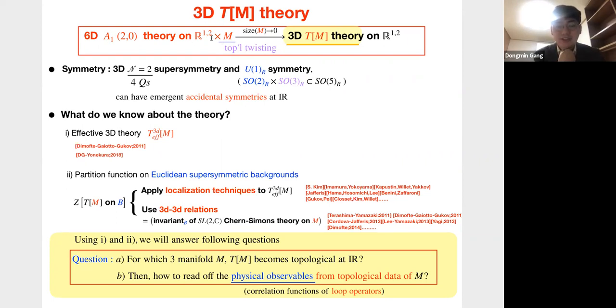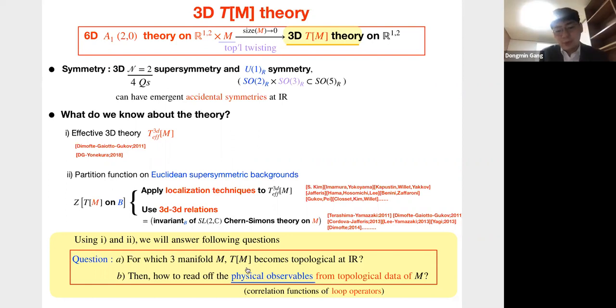So this is the brief summary of this 3D TM theory. TM theory is defined in this way, and we know the effective 3D field theory description of this theory, and we can compute the supersymmetric partition function on this curved background. This is what we know about this theory. Then, using our knowledge of this 3D theory, I'm going to answer the two main questions I proposed at the beginning of my talk.